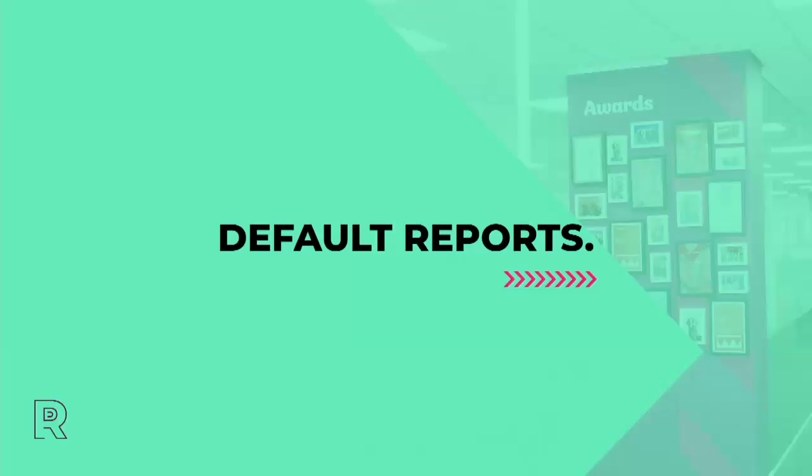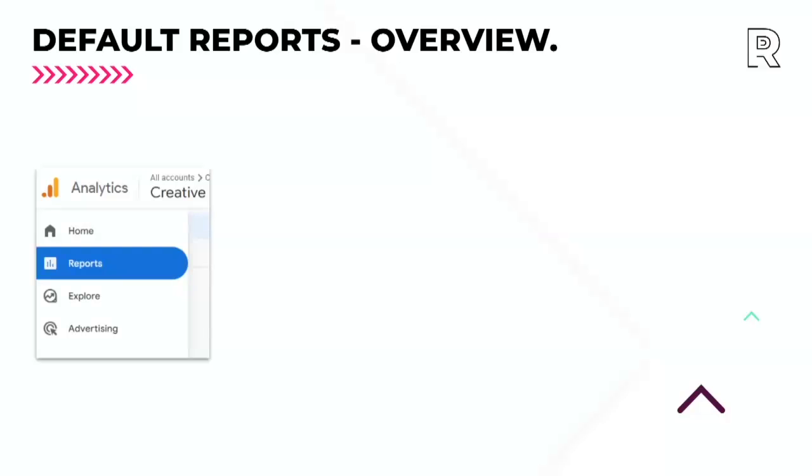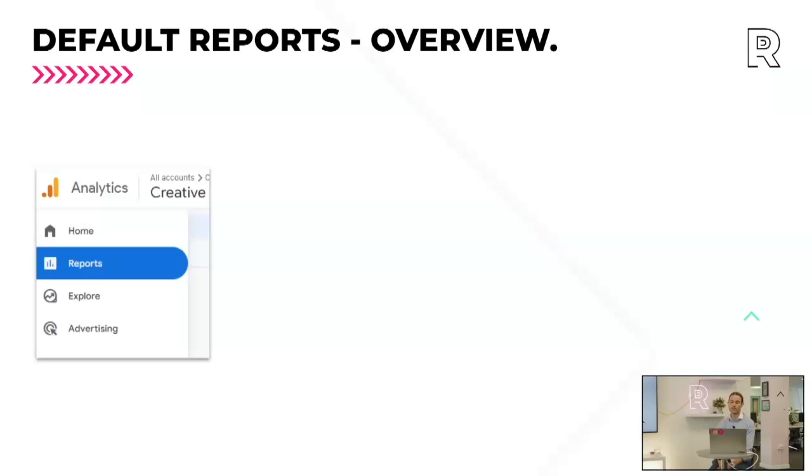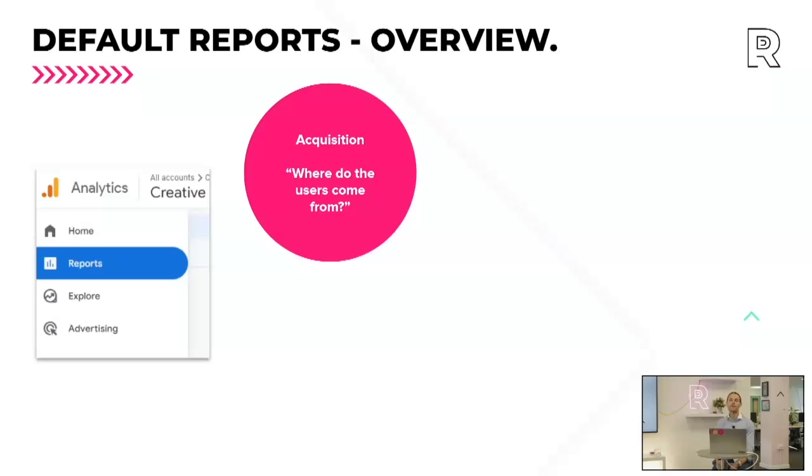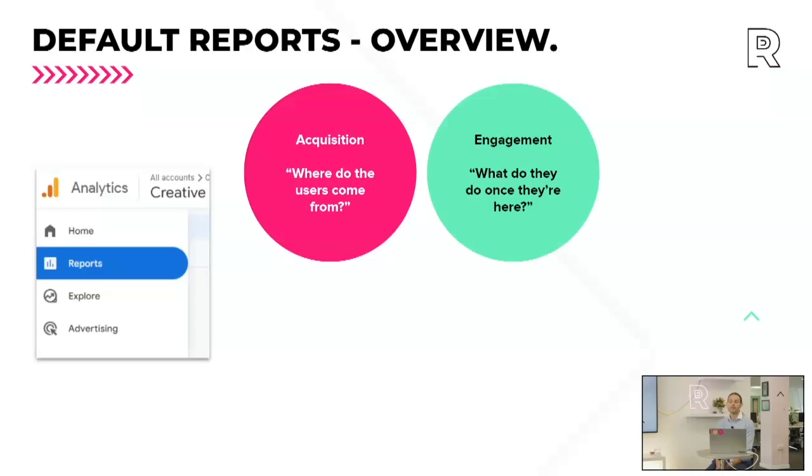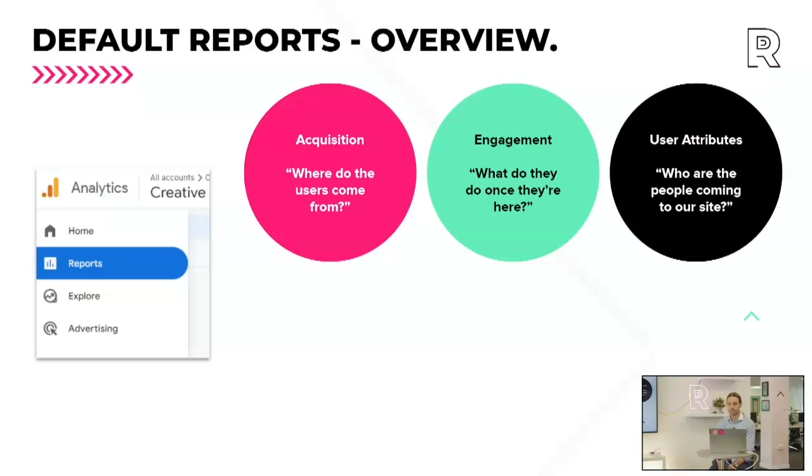So we'll move on to the default reports that are found within GA4. And there are a fair few of them, and they cover a wide variety of flavors. So you have the acquisition reports. Now, these, broadly speaking, answer the question, where are my users coming from? How did they find us? And then you have the engagement reports, and that is, what are they doing once they're on my site? What actions are they taking?